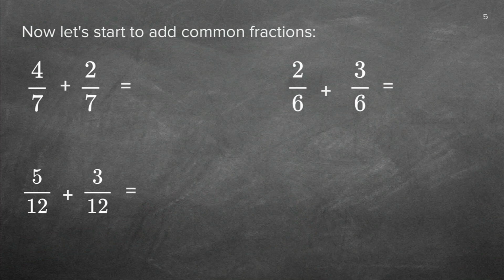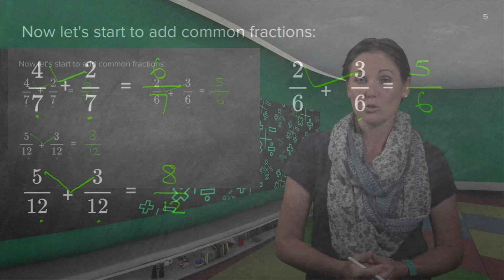So let's start. Here I can see my denominator is 7. So the denominator stays the same. So 4 plus 2 will be equal to 6. So 4 sevenths plus 2 sevenths will be equal to 6 sevenths. Here my denominator is 6. It stays the same. So I say 2 plus 3 and that will be 5 sixths. Here the denominator is 12. So I've got 5 plus 3 and that will give me 8 twelfths.